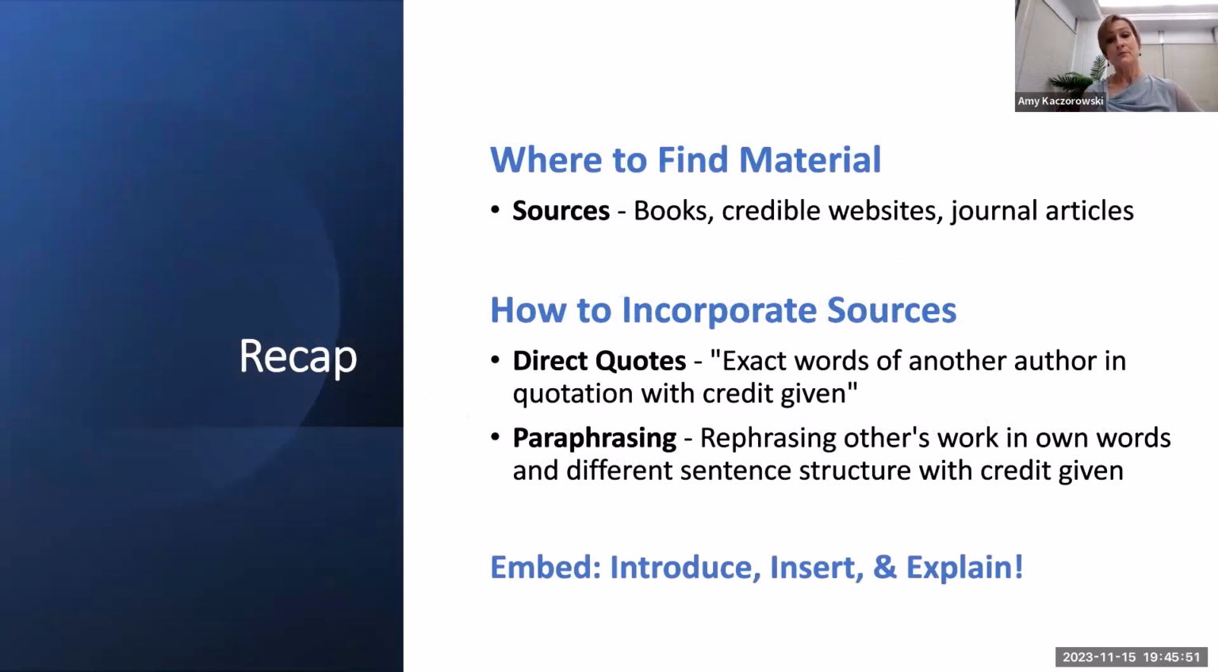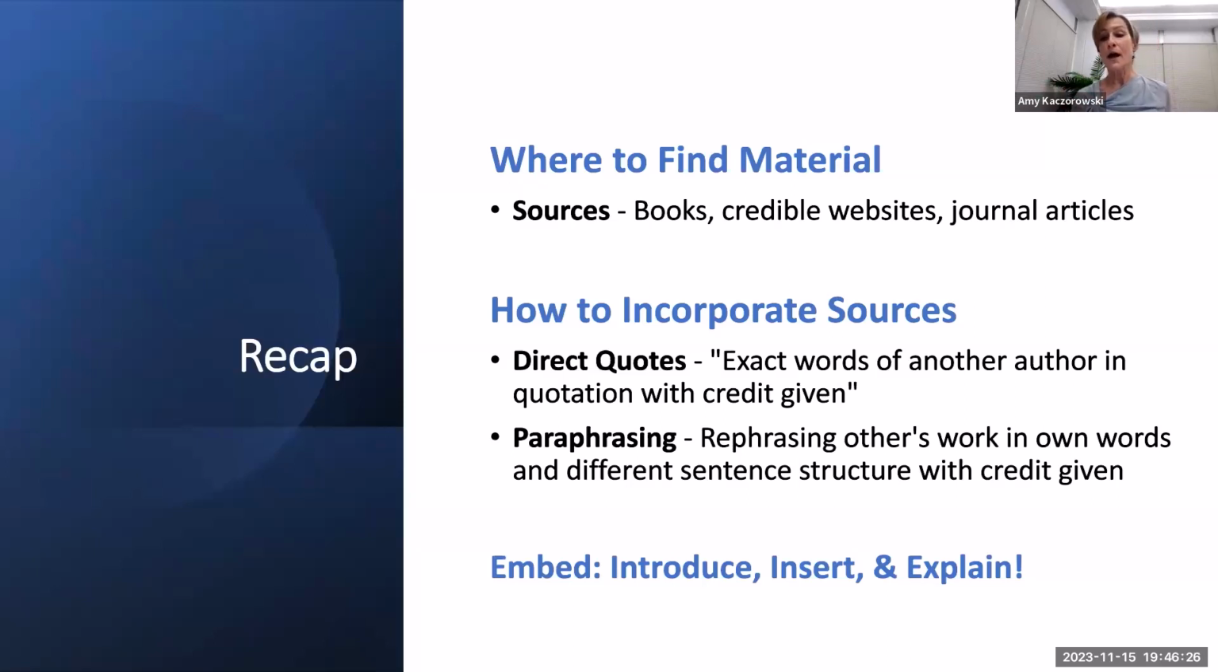Okay. Little breather, little recap as we wind down here. What we talked about today was where to find the material. You want to make sure you have credible sources, whether they're books, websites, or journal articles, something that's suitable for academic work. We talked about how to incorporate the sources with both direct quotes and paraphrasing. Don't forget, a direct quote is word for word from another author, with quotation marks and giving credit. For paraphrasing, you are rephrasing someone else's work: putting it in your own words, changing the sentence structure, and giving credit.